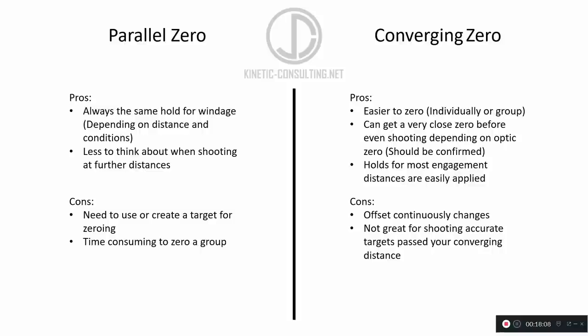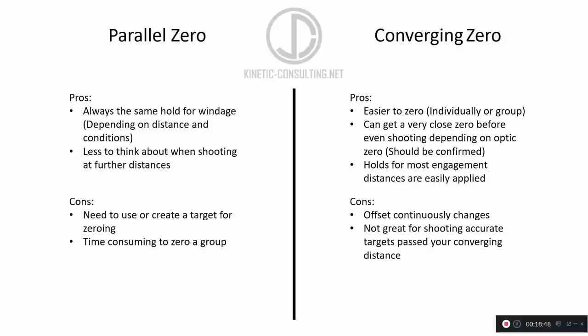Now, a converging zero. The pros to a converging zero are that it's easier to zero individually or as a group, and we'll talk about the process next. It's definitely a lot easier, and not to say that easier is always better, but working smarter versus harder is a lot better in my opinion, for most things. You can get a very close zero before even shooting, depending on your optic's zero. So if your day optic is zeroed, you can get a converging zero very quickly, or at least close, and then confirm it when you can.